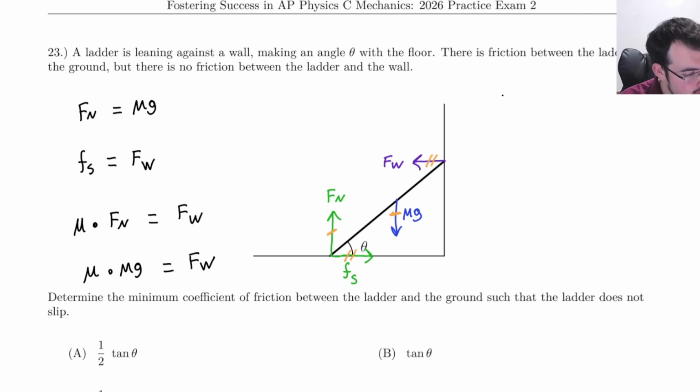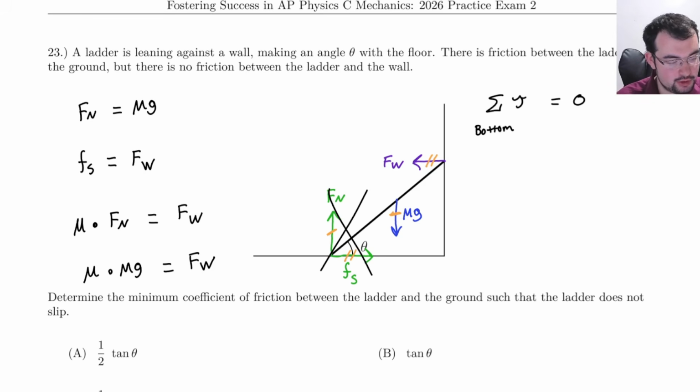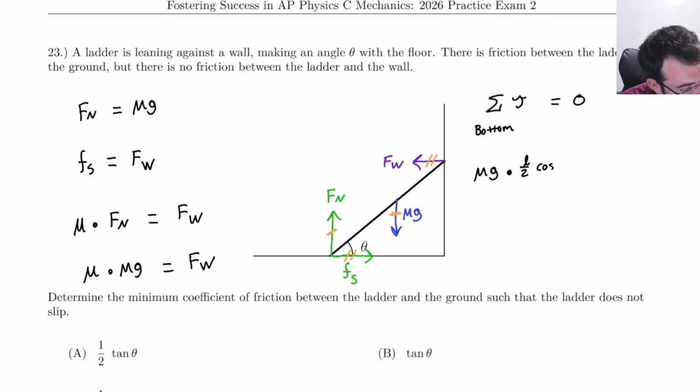So we can sum up the torques about the bottom and set it equal to 0. That just eliminates the friction force I know nothing about. So if we look at what's going to happen here, we're going to use lever arm for these torques. So mg is vertical. So we want the horizontal distance to mg, which would be L over 2 cosine theta.